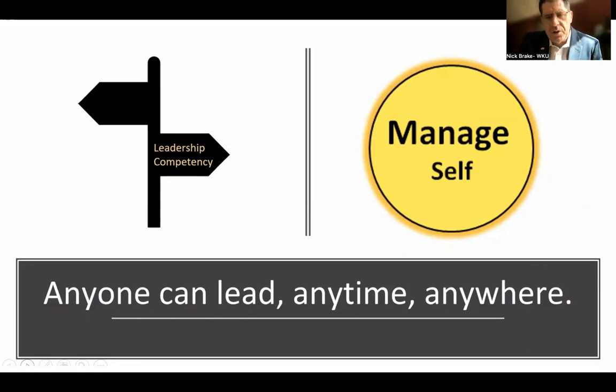In this session, we're going to talk about the second leadership competency of the KLC competencies, and that is manage self. Remember, part of our discussion of the principles of leadership in our first segment, we talked about the importance of leaders, but we also said that leaders were just one component of the whole process of leadership. The idea that anyone can lead anytime and anywhere.